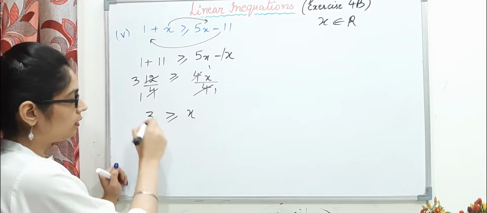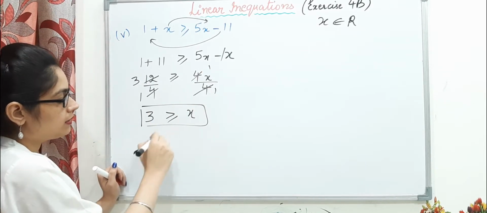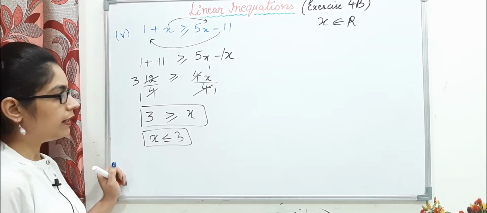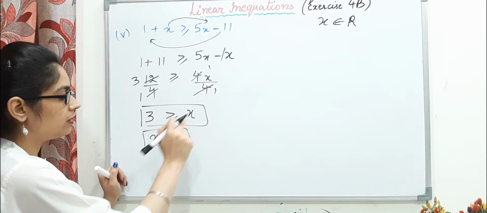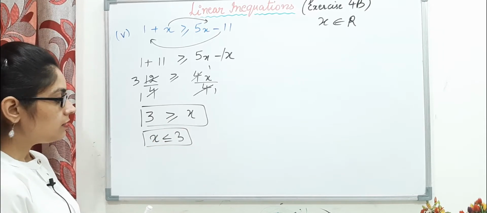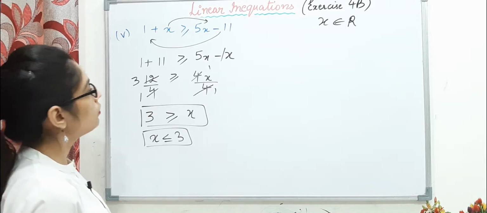So x is less than equals to 3. Both ways you can write, because x is less than, see the sign. So you can just see the sign and write in this way. X is less than equals to 3 we have to draw.